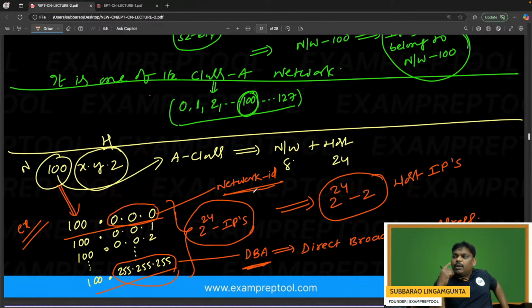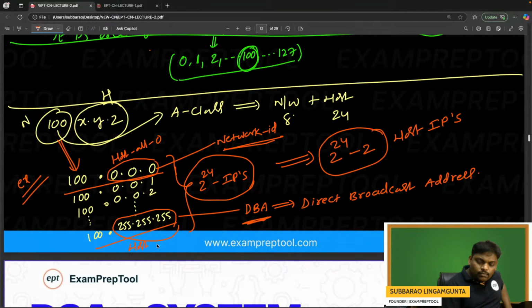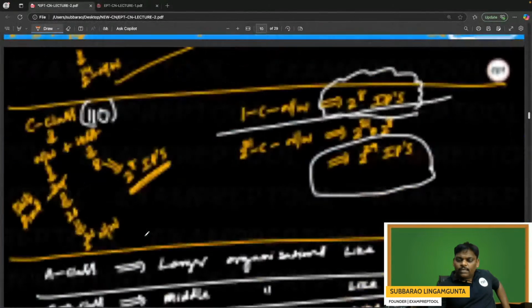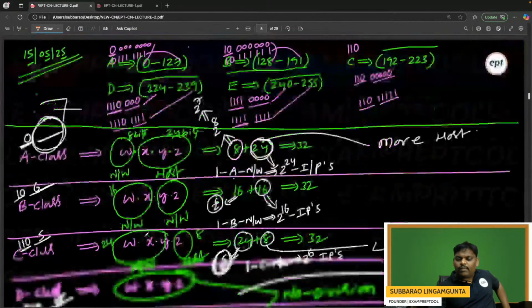Some people are asking, how can I say a particular address is a network address? How can I say an IP is a net ID? Host part all zeros, that is net ID. Host part all ones, that is the DBA. Please revise all of them one time. It is my sincere request.